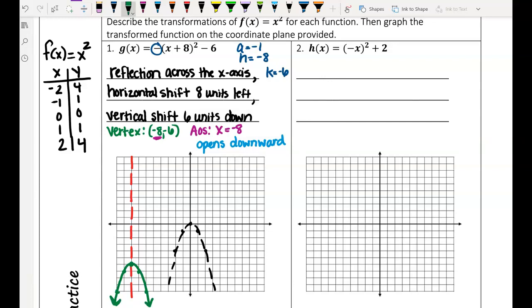So if it helps you, sketch in your parent function and then move it the number of units you say you're moving it. You don't have to do that step, but I'm finding from the questions I'm getting in the previous periods that it might be helpful to sketch in that parent function so you know how to move everything.